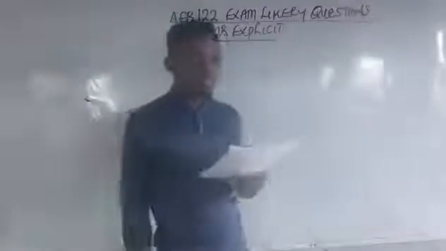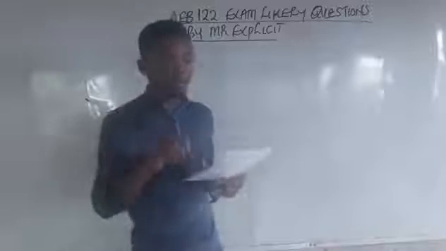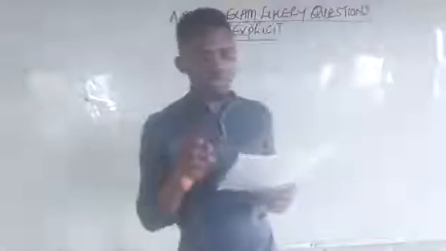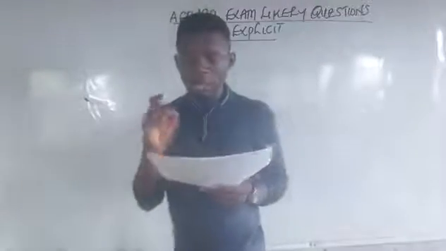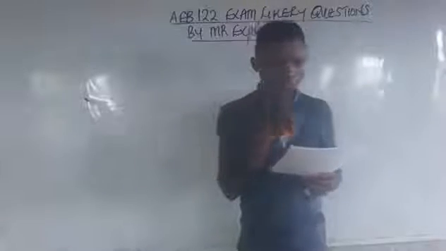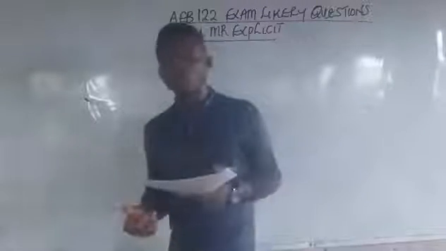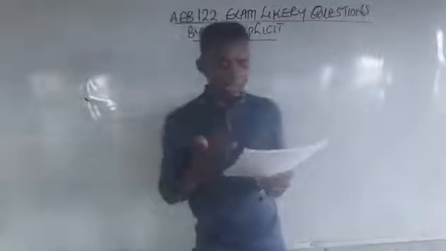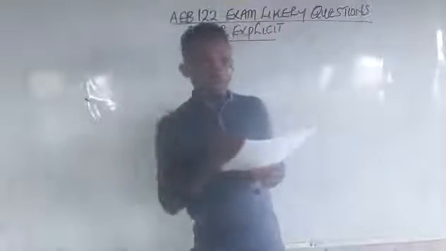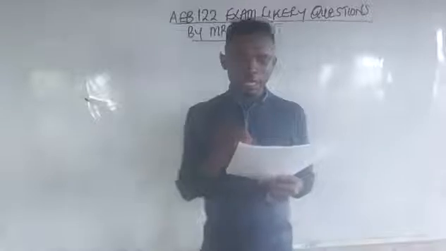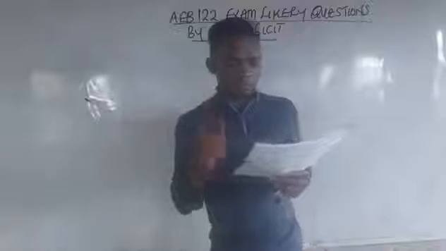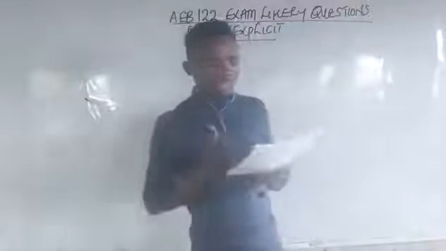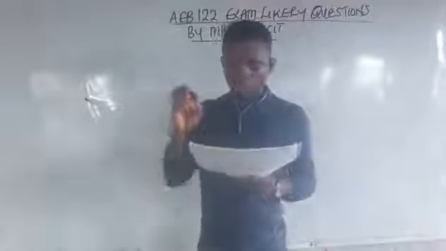Now number 8, the production of differences among the properties of different individuals is termed dash. The production of differences among the properties of different individuals is variation. So we have the options here: variation, mutation, taxonomy, and heredity. The answer is variation.